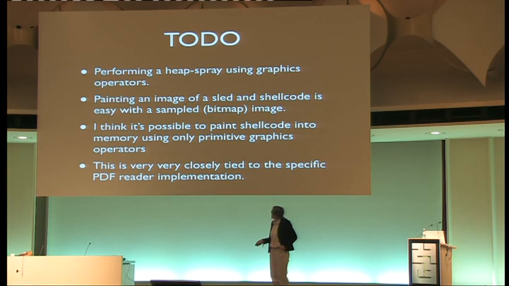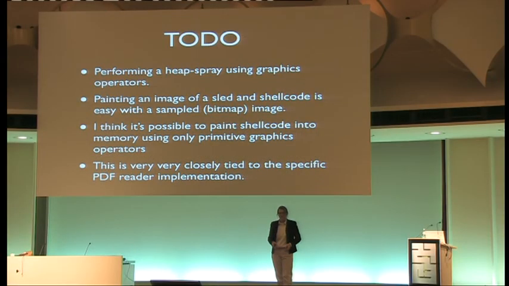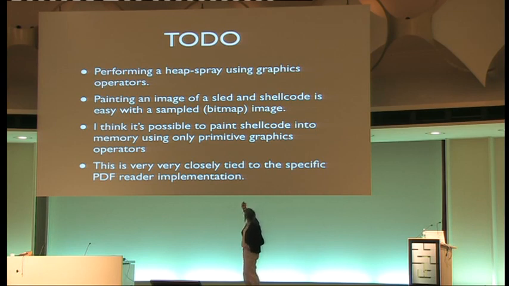Anyway, I have a to-do list of things to work on someday. I believe it's possible to do heap spray using the graphics operators to basically paint your shellcode into memory however you want it to appear. Although there's a much easier way: generate your heap as you want it and then compress it with zlib. Because it's very redundant, it compresses very small, and then when Acrobat uncompresses it into heap memory, ta-da. But this is a much more sophisticated, show-off kind of hack.